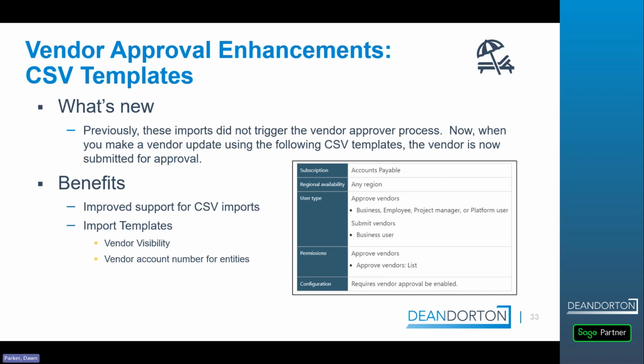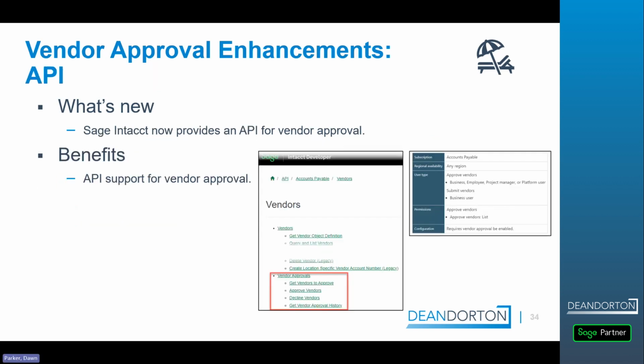for approval. So the benefit there is it improves the support for CSV templates, and it helps with visibility and vendor account numbers for entities, because that trigger for approval happens not only when you enter them manually, but when you use a CSV template as well. And along those same lines, that same functionality was added to the API. So when you add vendors via API, that vendor approval is put into play as well.